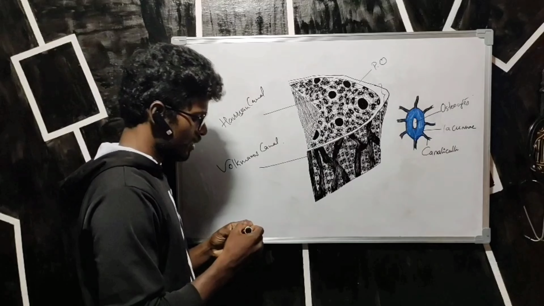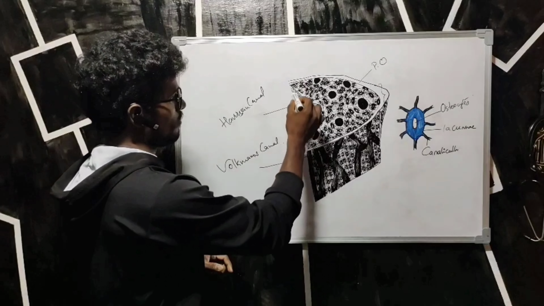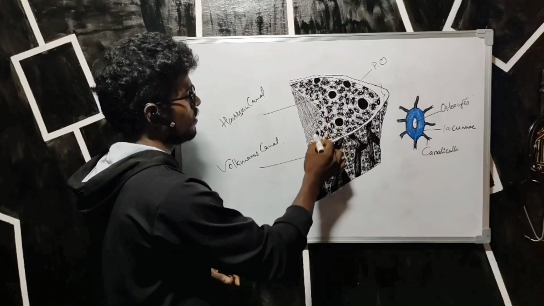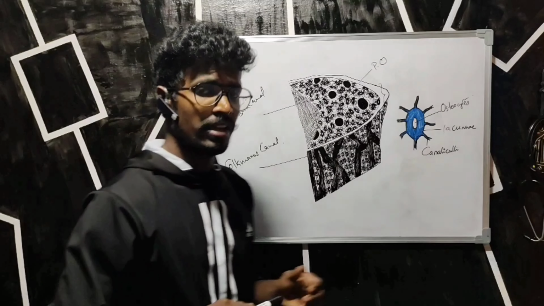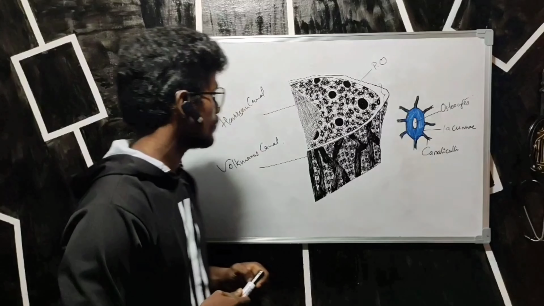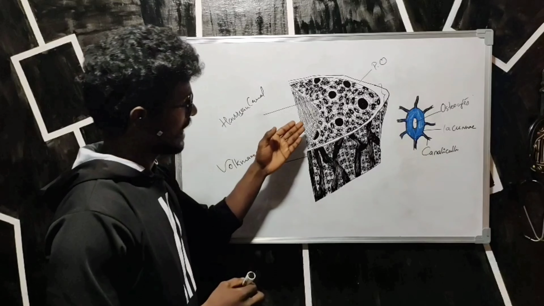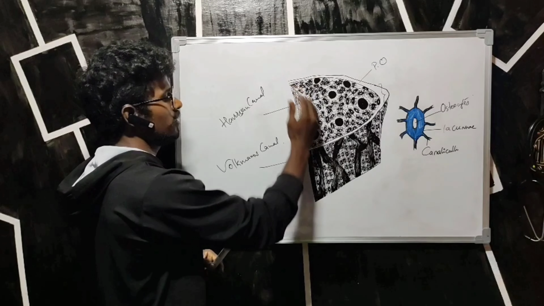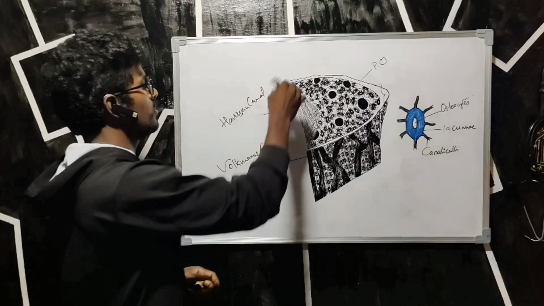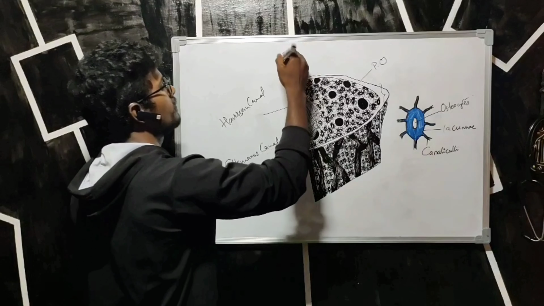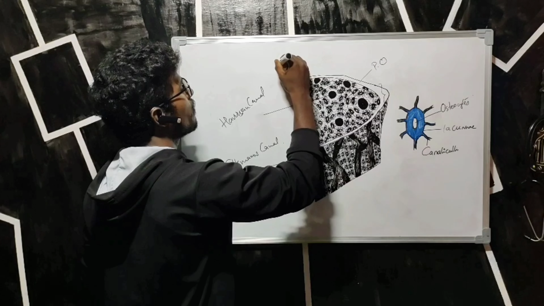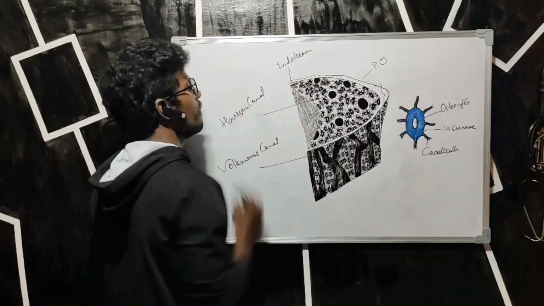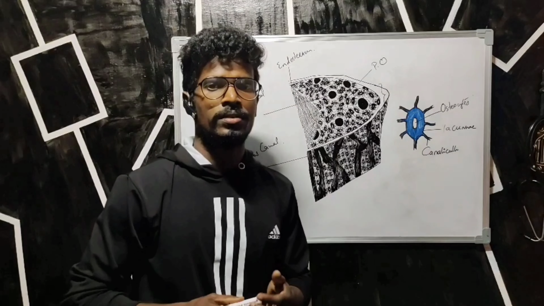Now coming to the third layer of the bone, which is endosteum. See, this is the endosteum here. It is made up of a very thin layer of tissue. So it lies inside the cortical surface. This is the cortical surface. It lies there. So that is about the layers of bone.